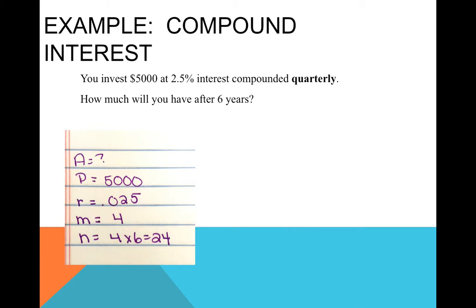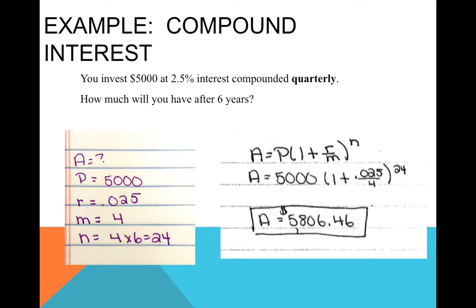First, I'm going to go over the information I was given. I'm looking for A, the amount at the end, the final amount. I'm given P, the principal amount of $5,000. The interest rate is 2.5%. I'm going to write that as a decimal, so I'll move over 2 decimal places, or I can divide by 100. Compounded quarterly means that M will be 4, because quarterly implies 4 times a year. N is found by multiplying M, which was 4, times the number of years. So 4 times 6 is 24.